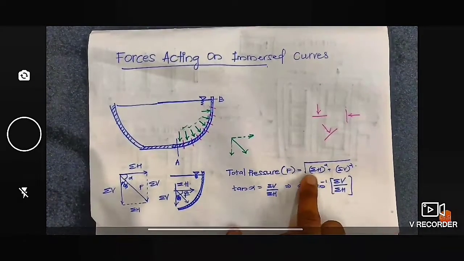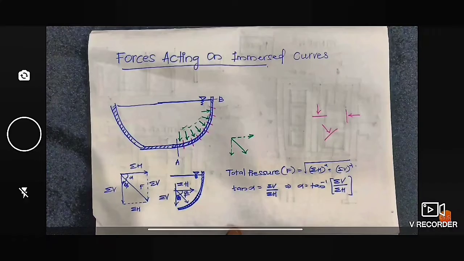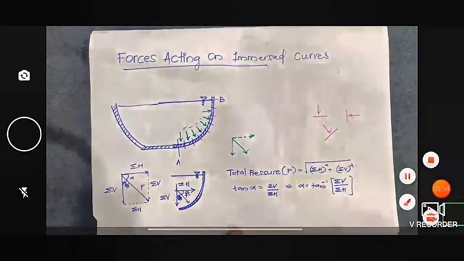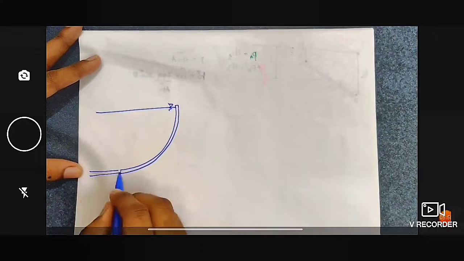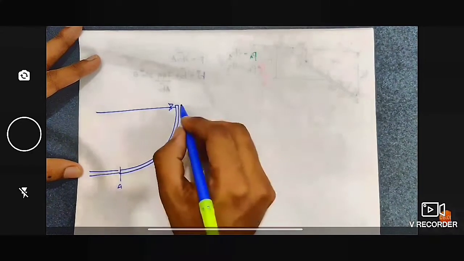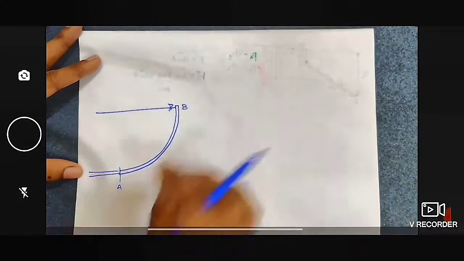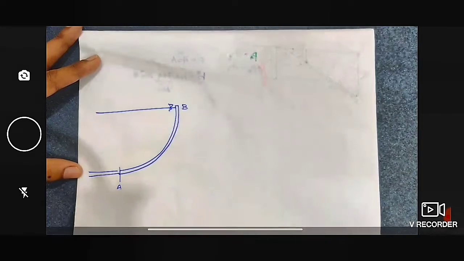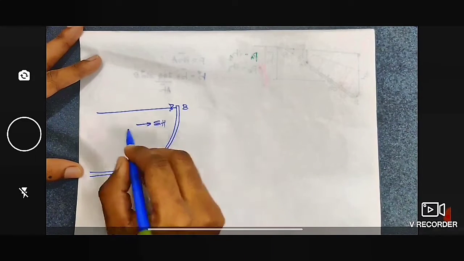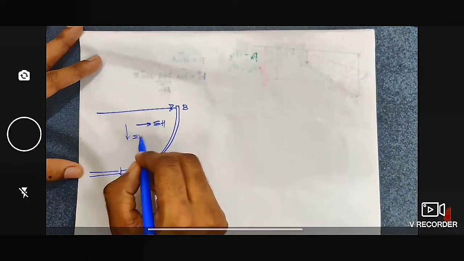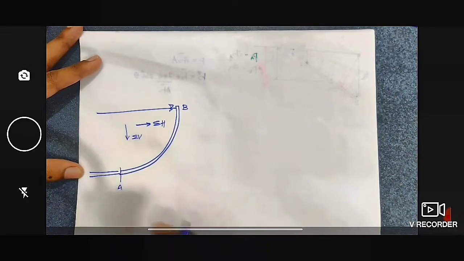Now the main question is how to find this sigma h and sigma v. That you need to learn. So this is your container. Container is having a curved portion from A to B, and you have a liquid, and this AB is a curve. And as I have said, you have a horizontal force as well as a vertical force. You need to find this to find the total pressure.